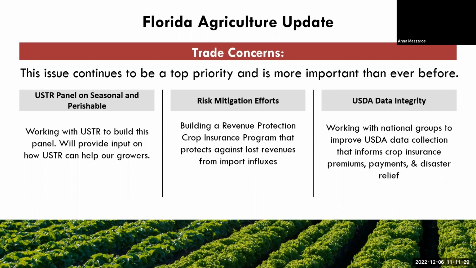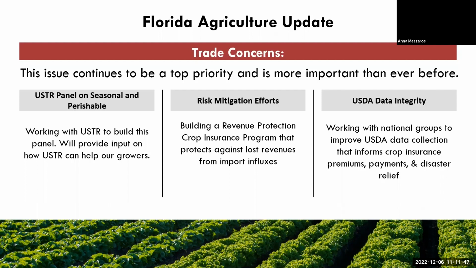Risk mitigation efforts, we're looking at how do we come up with either a crop insurance type of program or some type of payment program to help growers when their market prices fall below maybe a historical level or even a production cost level because of imports. And then USDA data integrity.